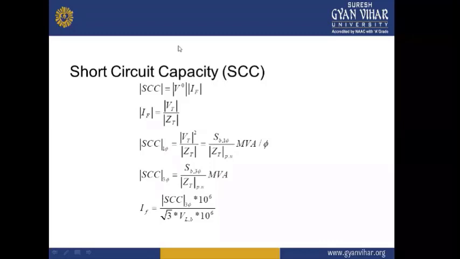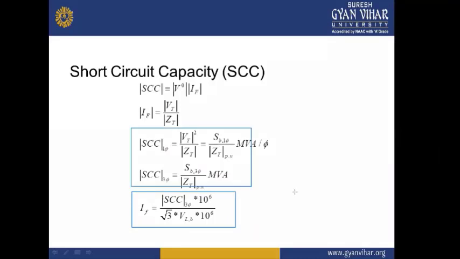We can easily calculate the short circuit capacity for the two phase, for the single phase as well as for the three phase system. Okay.